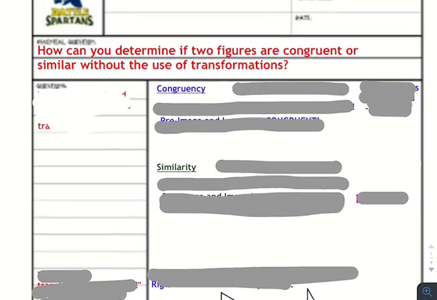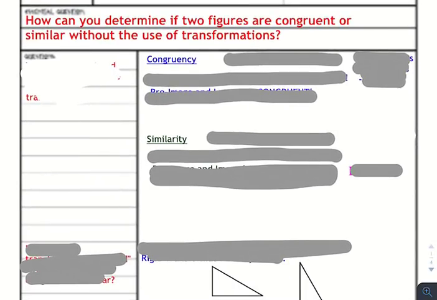So the purpose of our discussion today is for us to talk about how we can tell two figures, in this case for the most part triangles, are congruent or similar without the use of transformations. So let's talk about congruency and similarity, both in the context of transformations and outside the context of transformations.